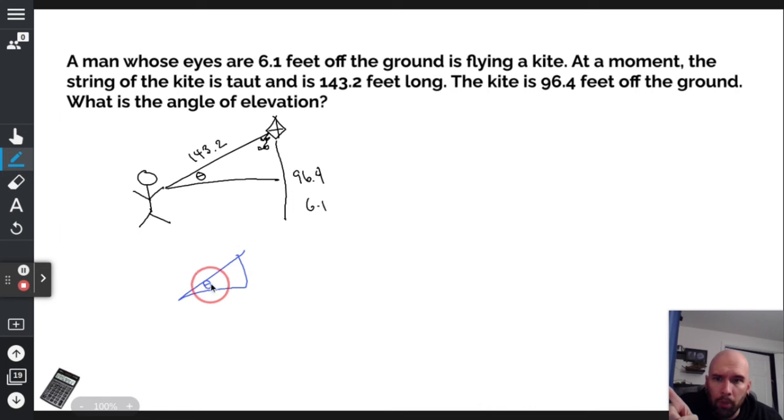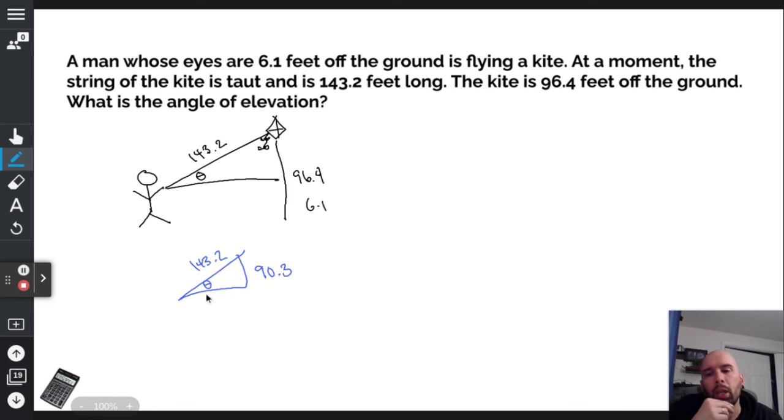I have a triangle. I have a theta. We care about this angle right here. We know how high off the ground the kite is. What I care about is how long this side is, and that side is going to be 96.4 minus 6.1, which is going to be 90.3.